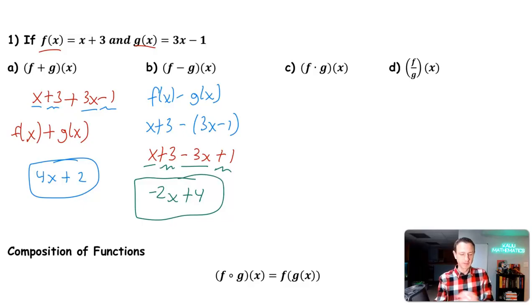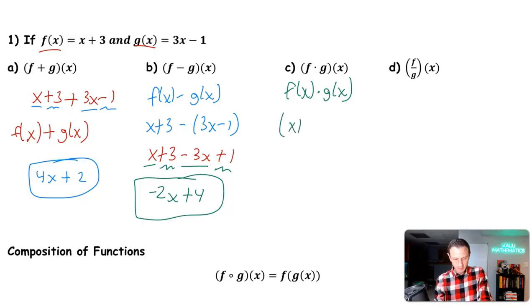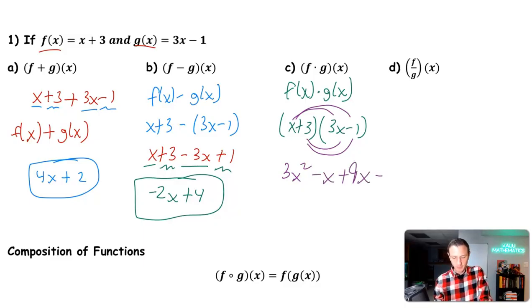Letter C, f times g of x, meaning we're doing f of x times g of x. So f of x is x plus 3 times g of x is 3x minus 1. So we have to multiply it all out. So binomial times a binomial: x times 3x, x times negative 1, 3 times 3x, 3 times negative 1. x times 3x is 3x squared. x times negative 1 is negative x. 3 times 3x is 9x. And 3 times negative 1 is negative 3.